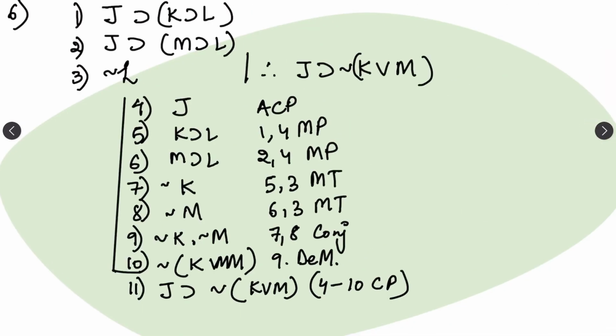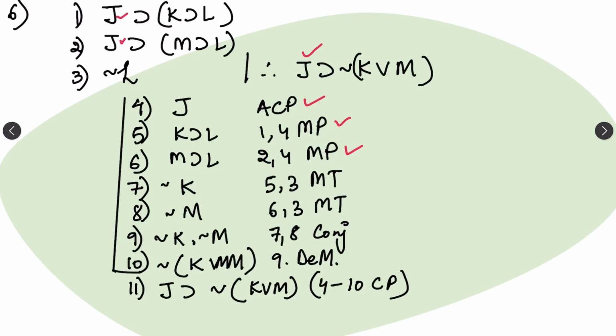Now let's see question number 6. In question number 6 again you have the antecedent J, तो आप डायरेक्ट ACP करके ले लोगे, and we can see यहाँ पे भी J यहाँ पे भी J, so again दोनों में आपका modus ponens लग जाएगा.